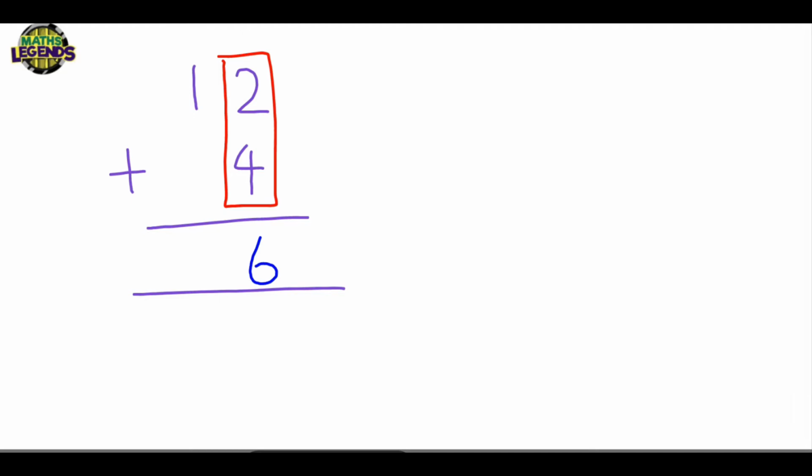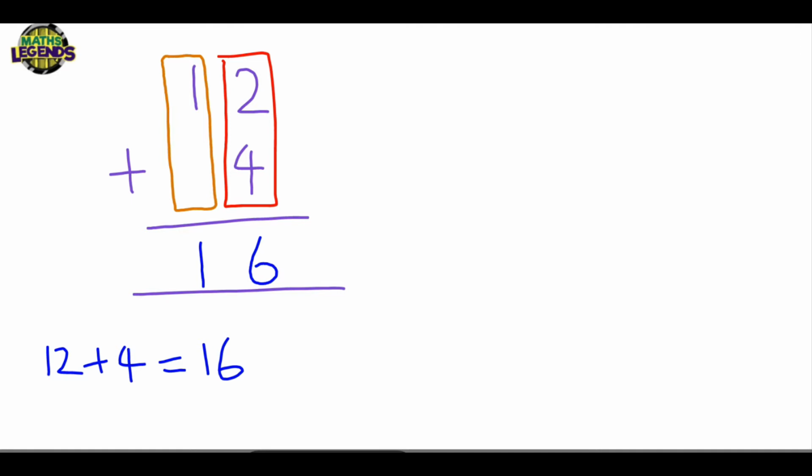And then we move to the next column on the left, which is 1 and 0. So that becomes 1, and that is put underneath that new column, 1 and 0. So the answer here is 16. So 12 plus 4 is equal to 16.